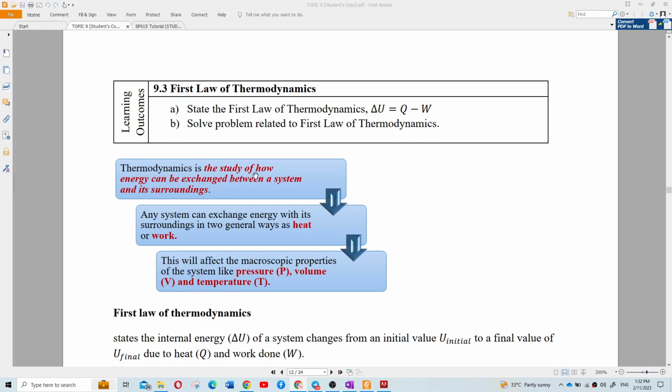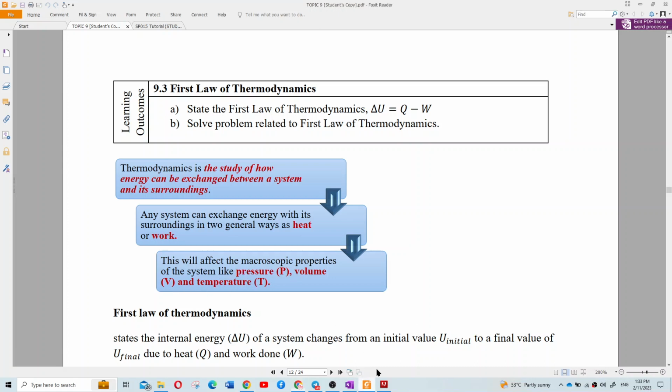Thermodynamics is the study of how energy can be exchanged between a system and its surroundings. Any system can exchange energy with its surroundings in two general ways, as heat or work. Heat is Q. Work is W. This will affect the macroscopic properties of the system, like pressure, volume, and temperature.